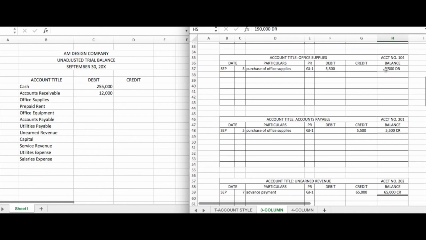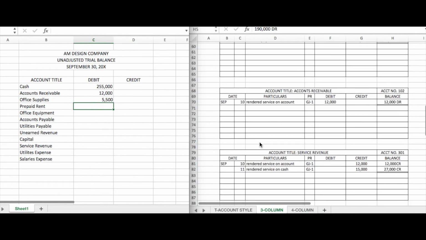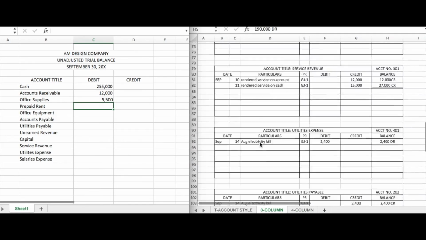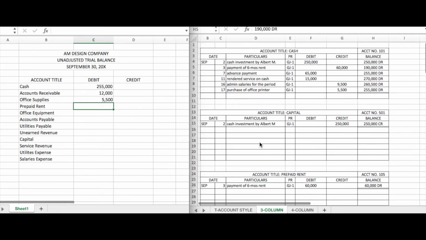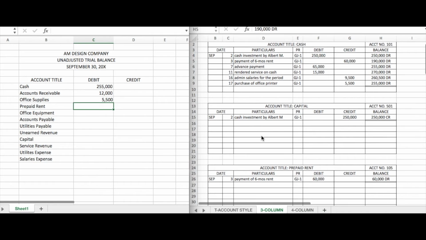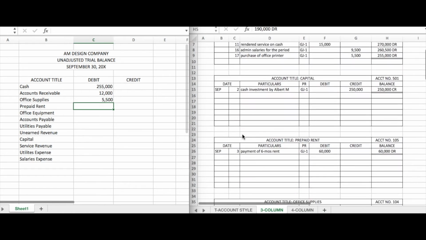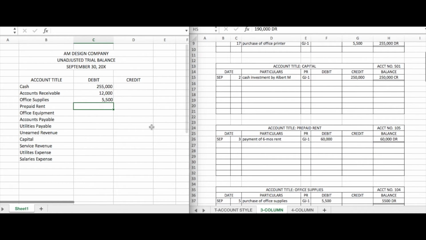Office supplies, very easy. The last line here is 5,500 debit. Okay. Prepaid rent. Let me see. Where's the prepaid rent? Now, our general ledger is supposed to be arranged based on the chart of accounts. But again, since there was no chart of accounts, we just had it like this. Anyway, in the next lessons, you will see that I will be discussing one more comprehensive problem, from step 1 until the last. So you would really see the whole thing in the accounting cycle. Right, so prepaid rent, 60,000.